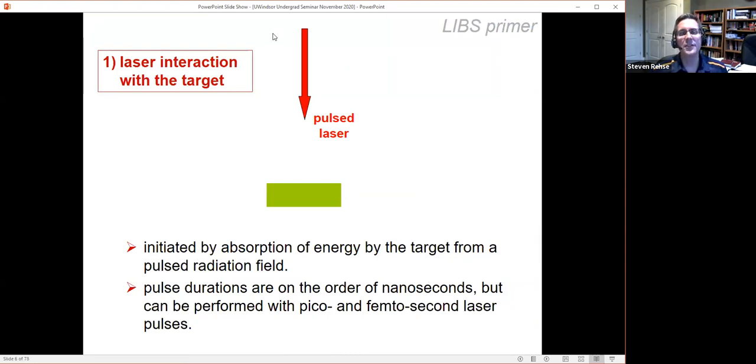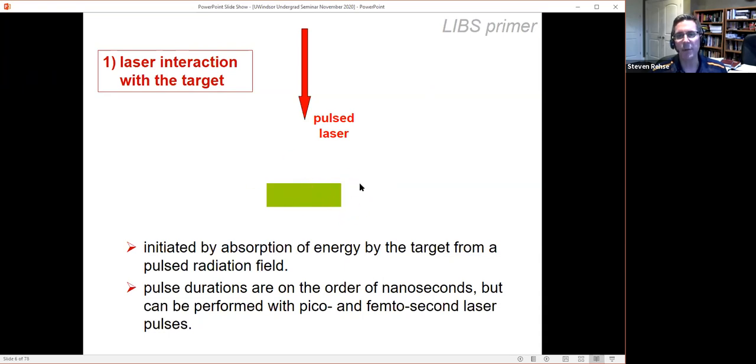So let's get into that cursory discussion, the LIBS primer, I like to call it. Four slides usually that describe how exactly LIBS is done. It's really a four-step process. And the first step is that this laser has to interact with the target. Now the target in this case is going to be this green box. It's just a cartoon, of course, you understand that.